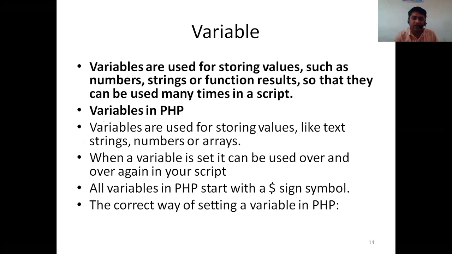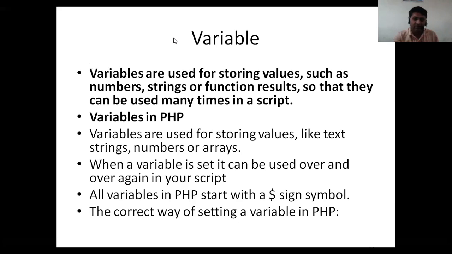Now variables in PHP. Variables are used for storing values such as a number, string, or function result, so that they can be used many times in the script. We use variables in a similar way in C and C++. Variables are used to store values like text, string, number, and array. When the variable is set, it can be used over and over again in your program. All variables in PHP start with the dollar sign symbol. Everyone remember that. Once again, I repeat: all variables in PHP start with the dollar sign symbol.